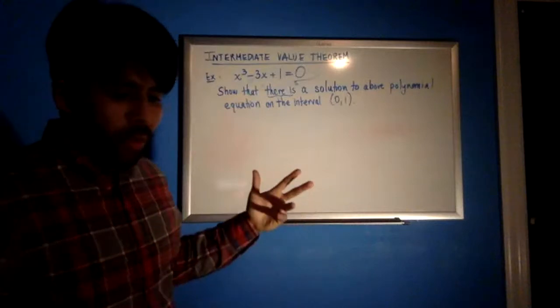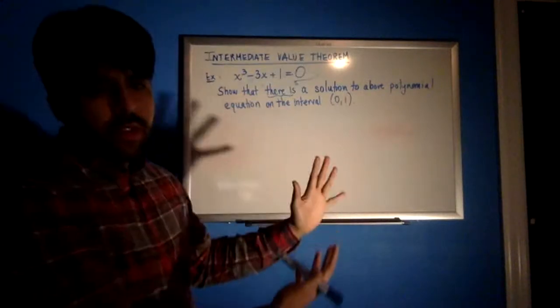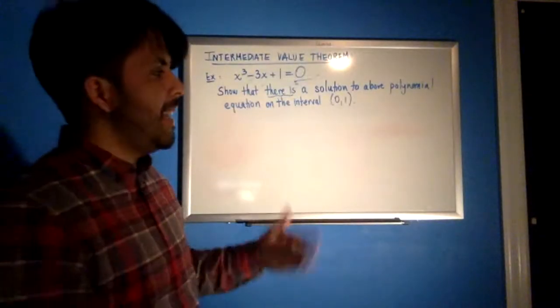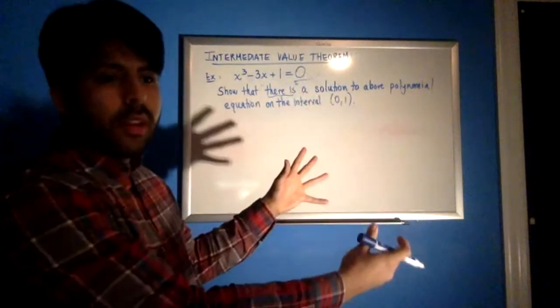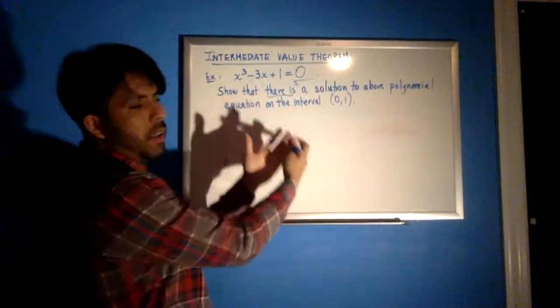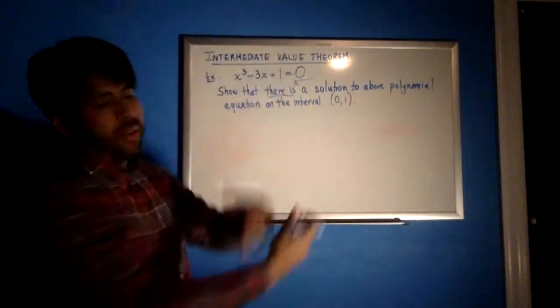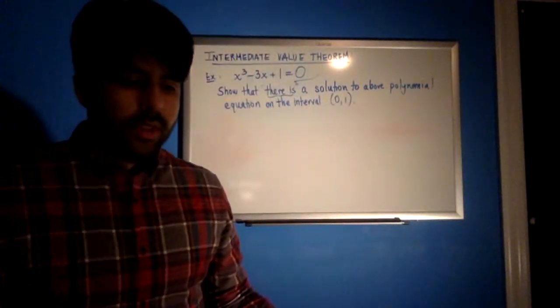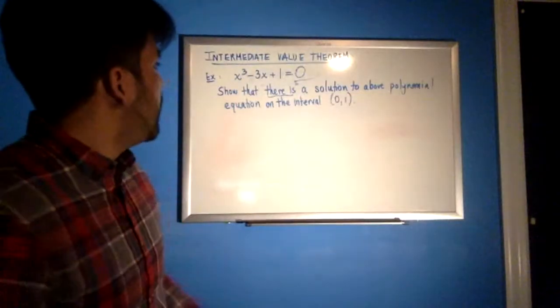Now, first I'll give you the visual representation of what we're going to see. And then we're going to set up the statement that does show it using the intermediate value theorem, and then we're done. And there's not much else to say.